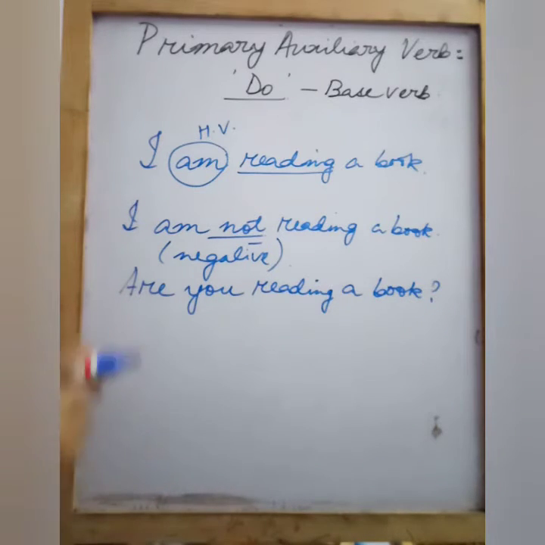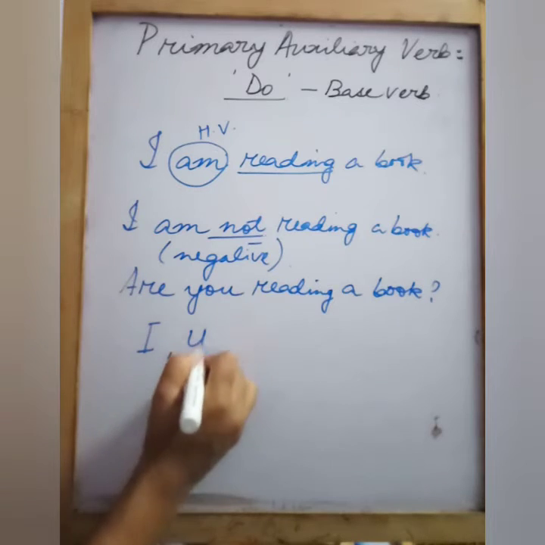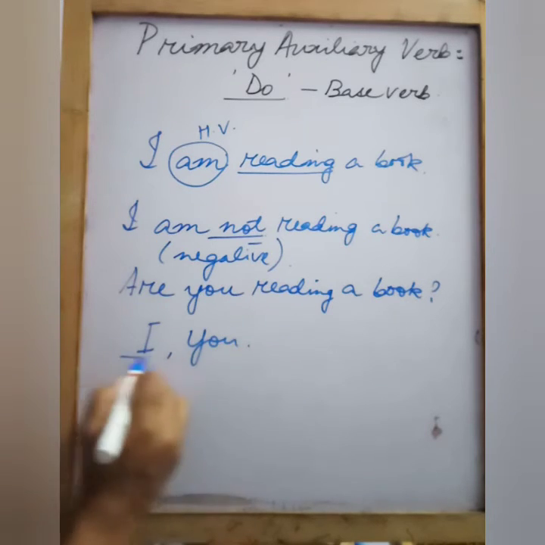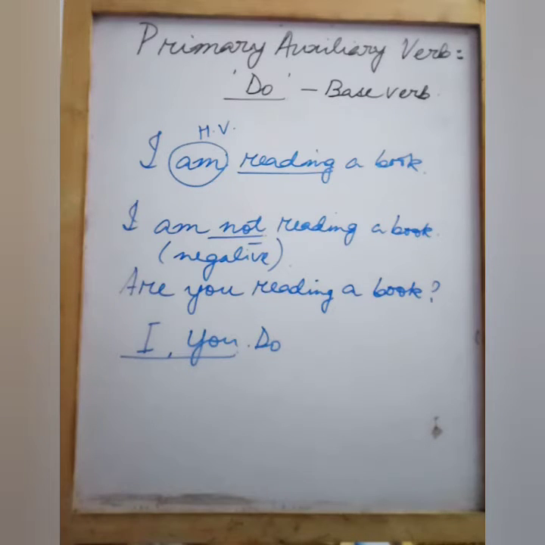Fine. So in the absence of a helping verb, we use do for first and second person. When in a sentence a helping verb we cannot use, or it is not there, in that case we use do for the first and the second person. What is the first and the second person? So first person is I, second person is you. So for these two we use do. We use do why? When we use do in the absence of a helping verb.